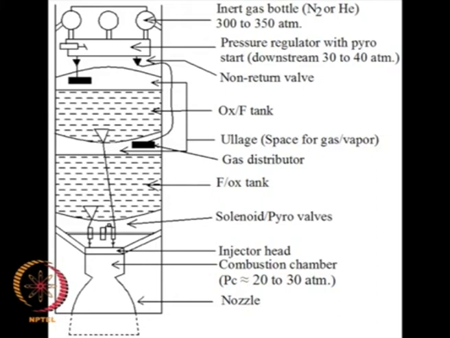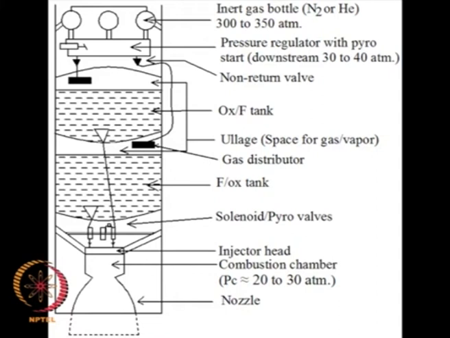If you look at the pressure downstream of this gas bottle, in the tanks it is somewhere around 30 to 40, and in the combustion chamber it comes down to something like 20 to 30. So these are basically fed because of the high pressure here, and then you have the combustion chamber and then the nozzle.